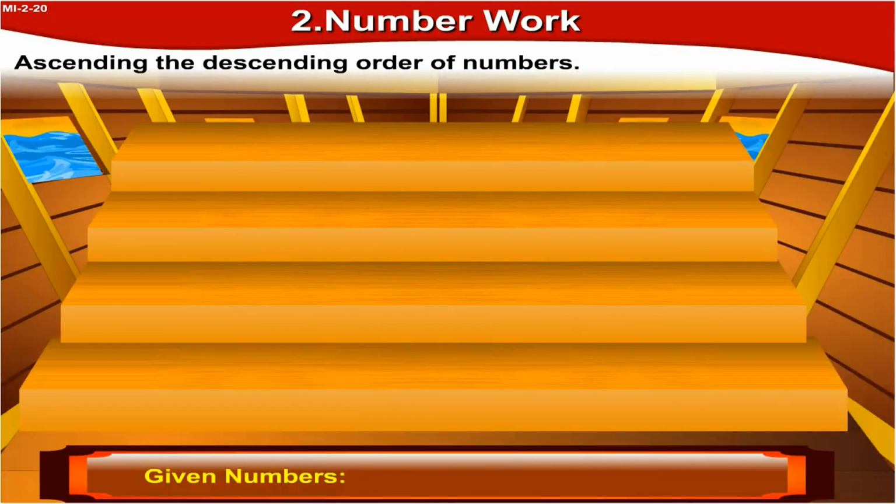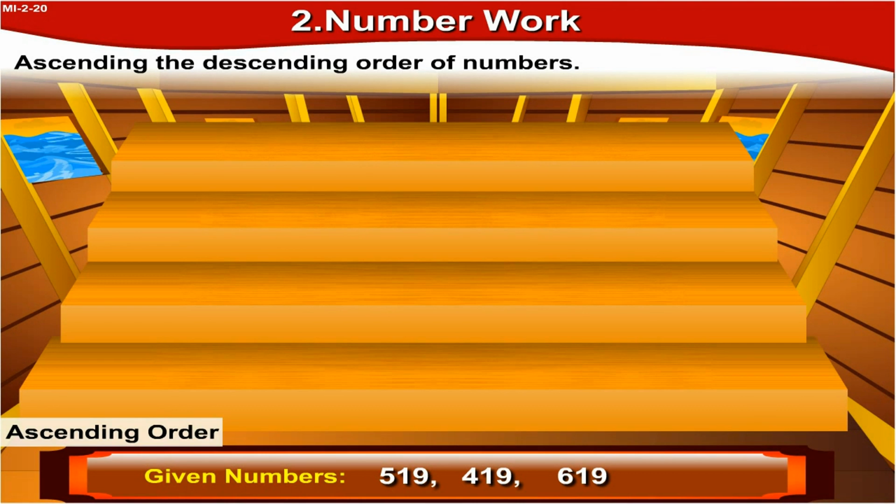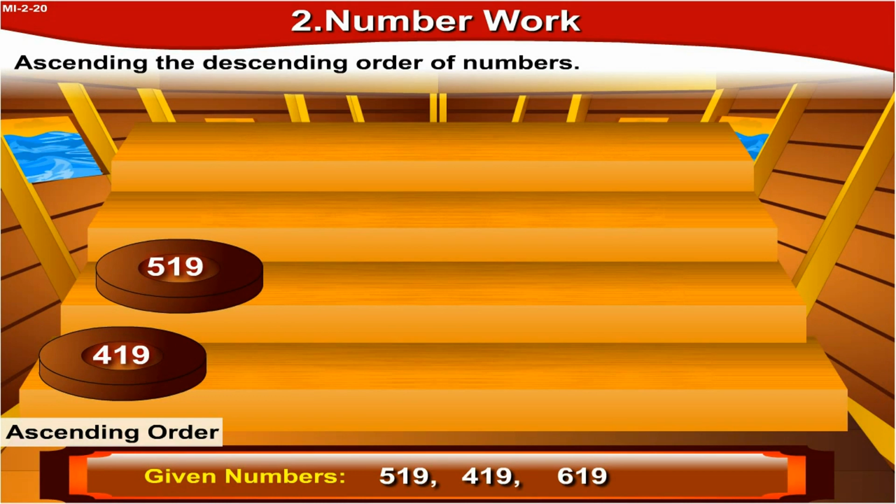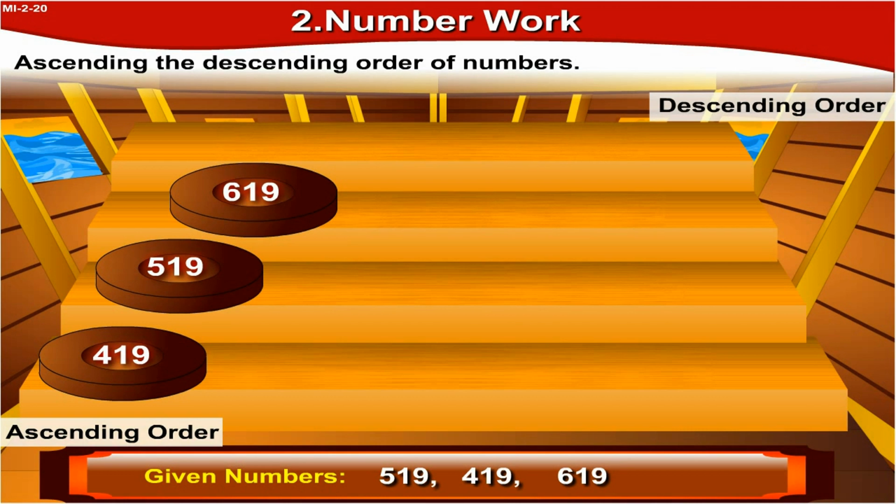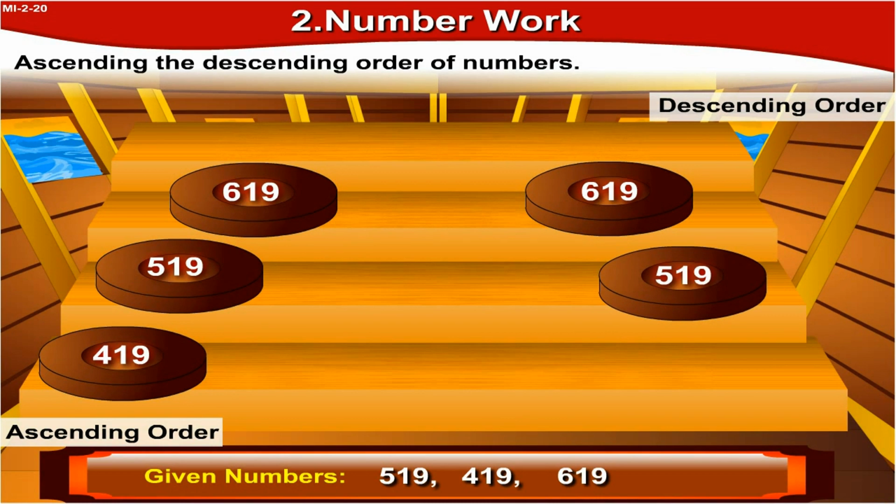Given numbers are 519, 419, 619. Now the ascending order would be 419, 519, 619. The descending order would be 619, 519, 419.